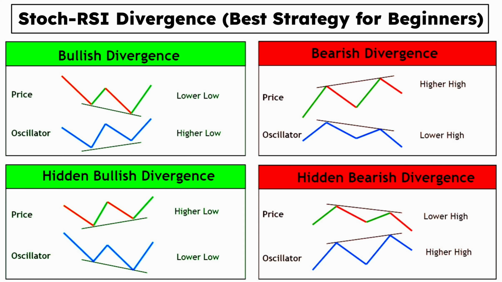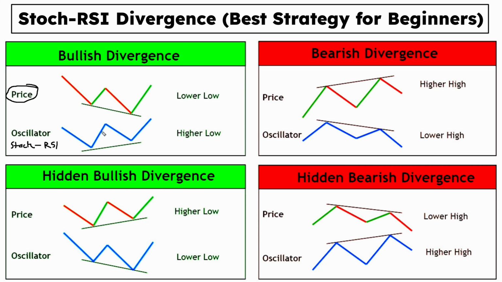And there are 4 main types of divergences that you need to learn. The first divergence is called bullish divergence. And what is this and how do we find a bullish divergence on the chart? Well, in order to find divergence, we need to look at both the price and the oscillator. And in this case, our oscillator is the stochastic RSI. So you can think about all of these blue lines as the stochastic RSI.